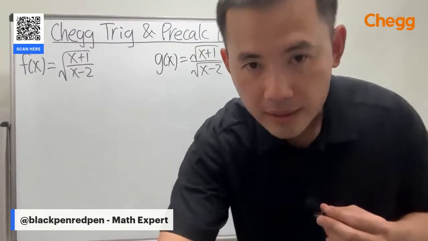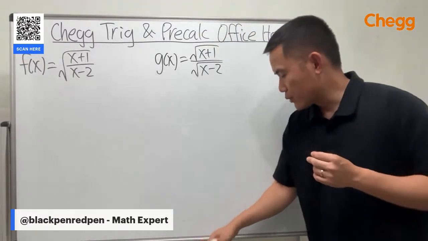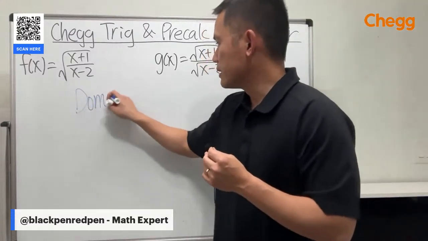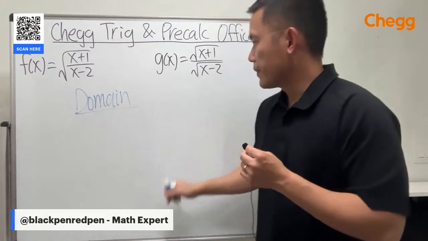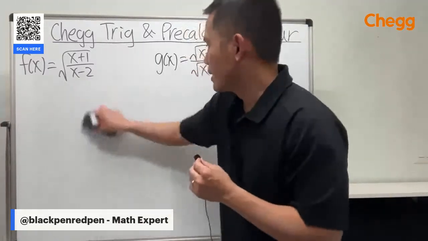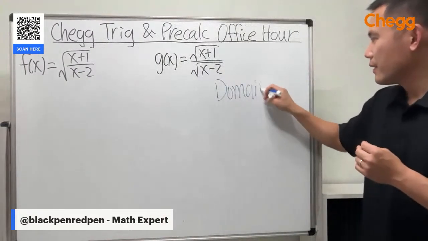There are 3 things that you have to know for finding the domain. I will just write this down real quick. So for domains, I'll just write this down for you guys. I'll keep it here so that I have more places to write.